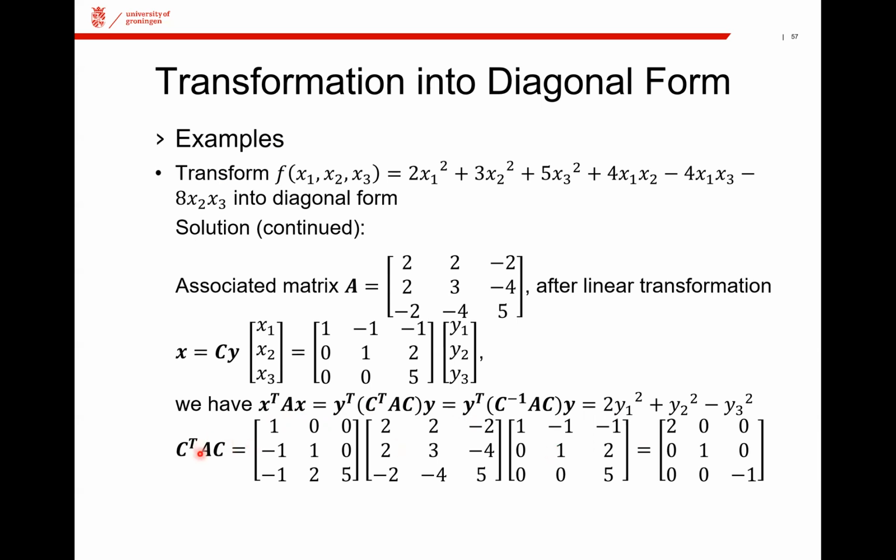And similarly here, the transpose matrix of C times the associated matrix A times C will become this matrix. And the elements in the diagonal line are just the coefficients of the diagonal form. So 2, 1, and minus 1.